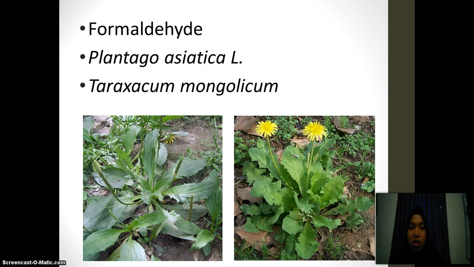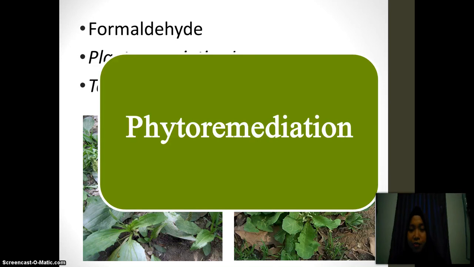Okay. From these three points, we know that formaldehyde is a pollutant, and there are two plants for pollutant removal. So this article talks about remediation by using plants, and we call it phytoremediation.